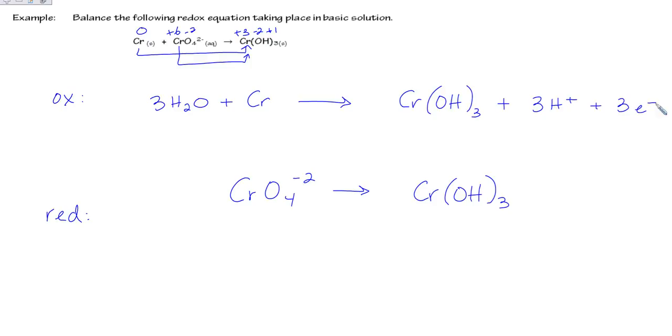Done. The reduction half, there's 1 chromium on each side. So we'll go to water to balance the oxygen, we'll need 1 on the product side.